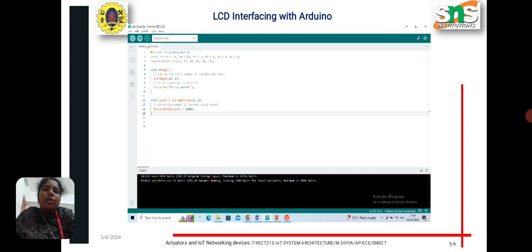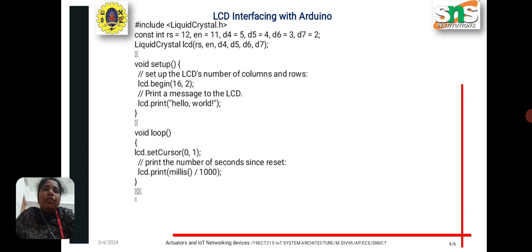This is the Arduino program that we have to implement with the Arduino board. This is the program for interfacing with the LCD. First we have to initialize the library files. This line includes the liquid crystal library, which simplifies the process of interfacing with the LCD. Then we have to initialize the LCD.